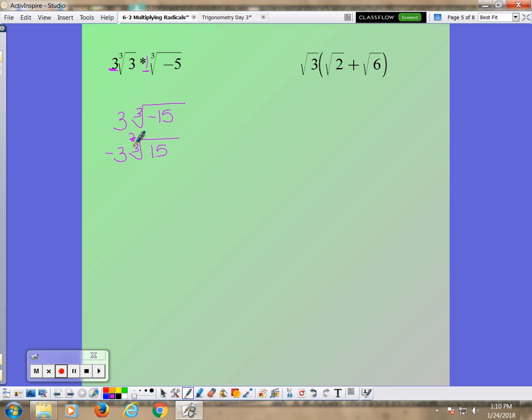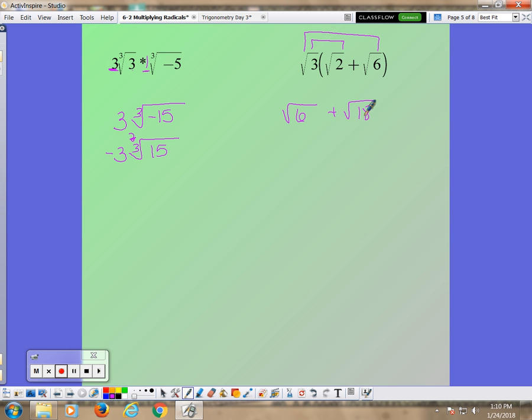All right, next problem. I am going to distribute. So I'm going to take this 3 square root of 3 times that square root of 2, and that's the square root of 6. And then I'm going to take this square root of 3 then, and I'm going to distribute it over to the square root of 6, and I'm going to get the square root of 18.